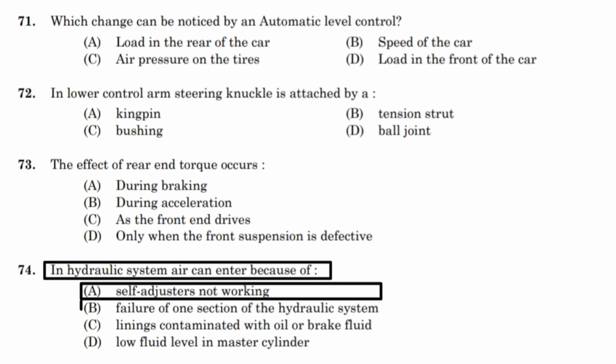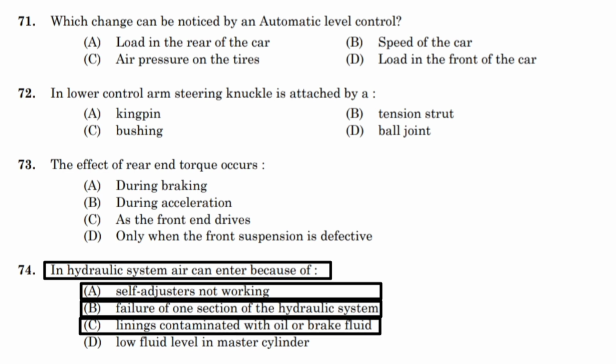74. In hydraulic system air can enter because of A. Self-adjusters not working, B. Failure of one section of the hydraulic system, C. Linings contaminated with oil or brake fluid, D. Low fluid level in master cylinder. Answer D. Low fluid level in master cylinder.